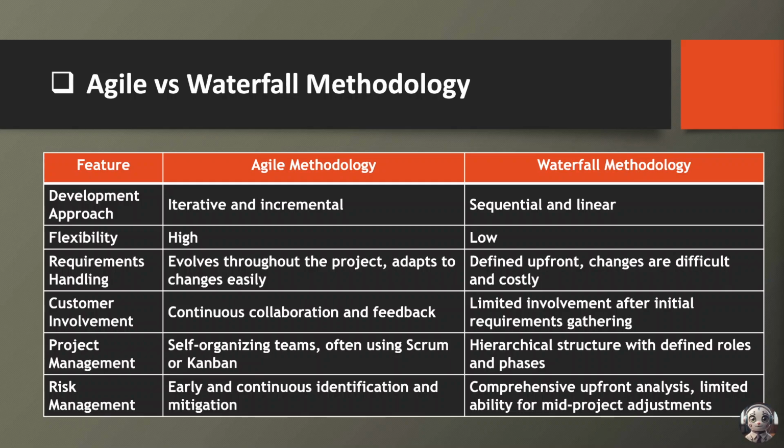Risk management is another area of contrast. Agile methodology encourages early and continuous identification and mitigation of risks, thanks to its iterative nature. This proactive approach reduces the likelihood of major setbacks during the project. Conversely, Waterfall methodology relies on comprehensive upfront analysis, which may overlook potential risks and limit the ability to make mid-project adjustments.